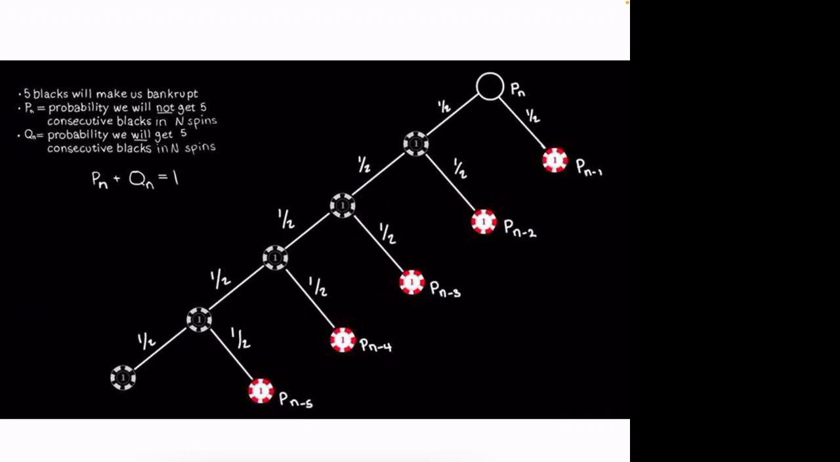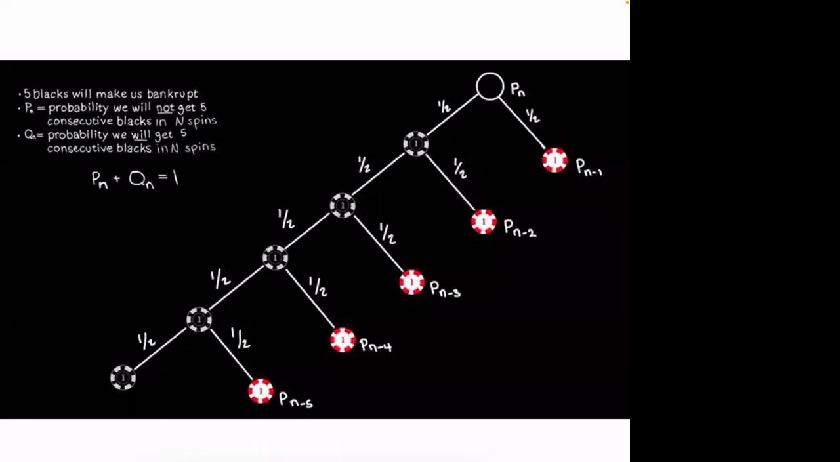So if you look at where we are, what have our first spins been at this point? It's been black, black, black, black, black. How many spins in a row do we have that are black? You have the 5 we're looking for. We have 5. So once you have 5 spins in a row that are black, what is your probability that you don't have 5 consecutive blacks?